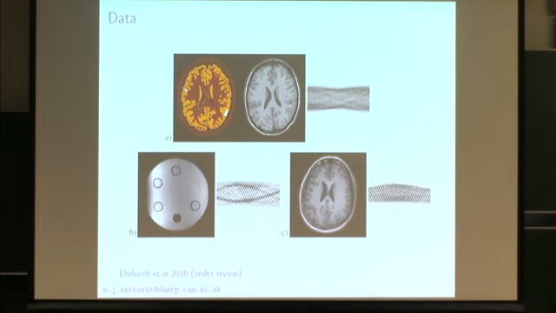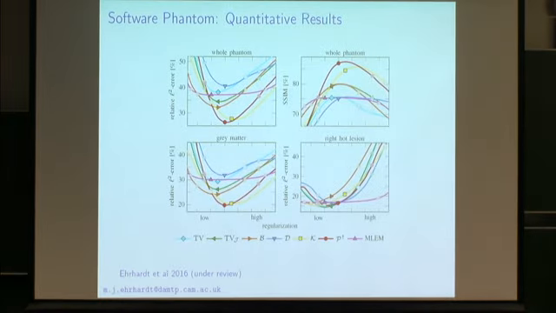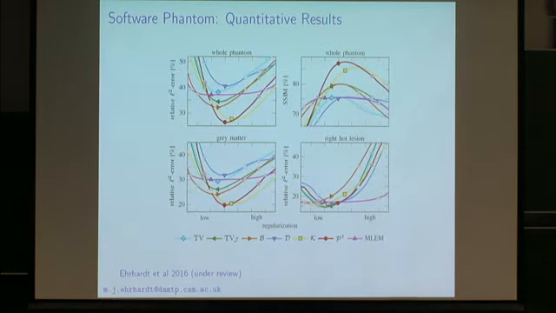These are the three data sets we use to test this kind of approach: a software phantom, a hardware phantom, and some clinical data. For the software phantom, as we know the ground truth, we can measure how close the result is compared to the ground truth. In these three plots, as small as possible is good, and in this one as large as possible is good.